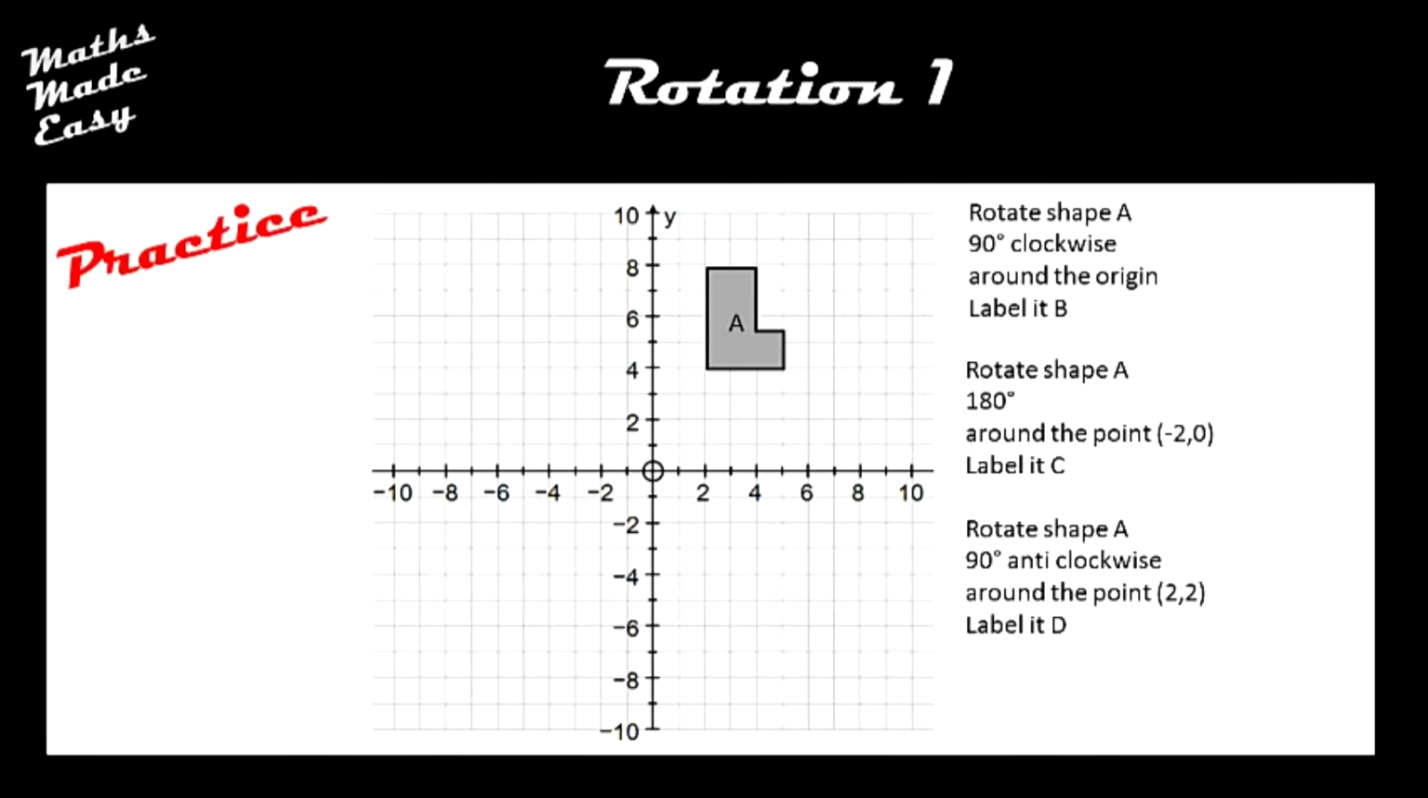Okay, so when we rotate shape A 90 degrees clockwise around the origin, we get shape B in this position here. Going back to shape A, if I rotate it 180 degrees around a different center of rotation, I'm going to get shape C in this position, and back to shape A, a 90 degree anti-clockwise rotation around again a different center of rotation gives me shape D in this position here.